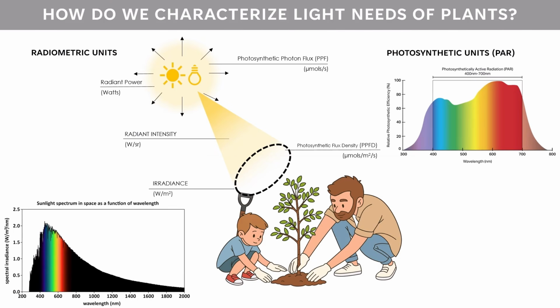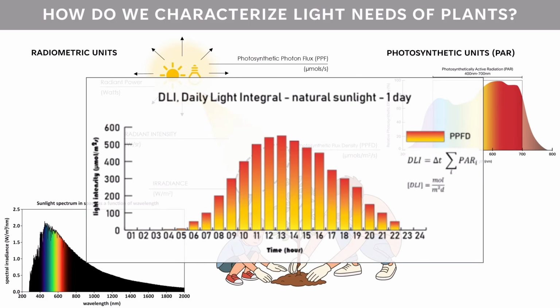But what we are really interested in is the amount of usable light falling on our plants, photosynthetic photon flux density, or PPFD, sometimes called PAR. Now, if we summed up the total PPFD over the day, we get DLI, or daily light integral. We really want to know how much total light our plants are getting per day to know if they can be productive within our growing season.